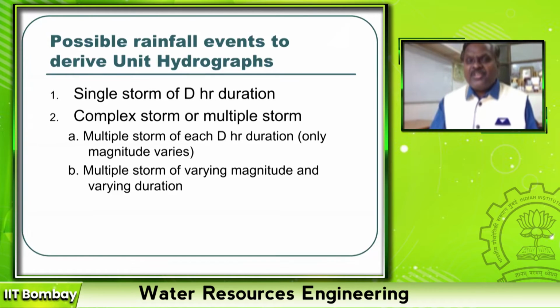Okay, because when I apply the principle of superposition, something should be common. When I apply it, the duration of the storm is constant. That is why I do it with the principle of superposition. But in the third method, the third derivation from a complex storm, the principle of superposition is not applicable because the magnitude is different and the duration is also different.